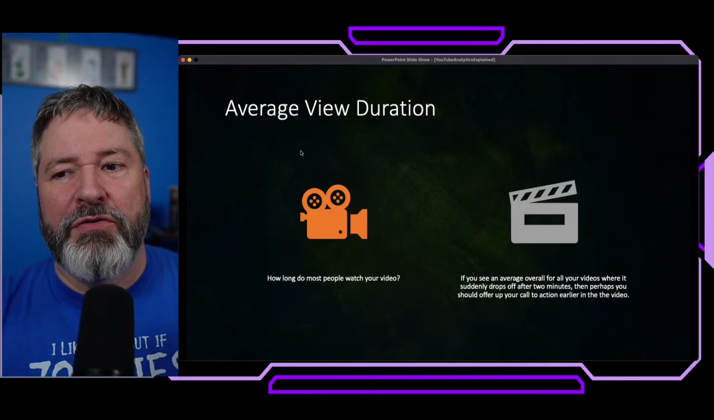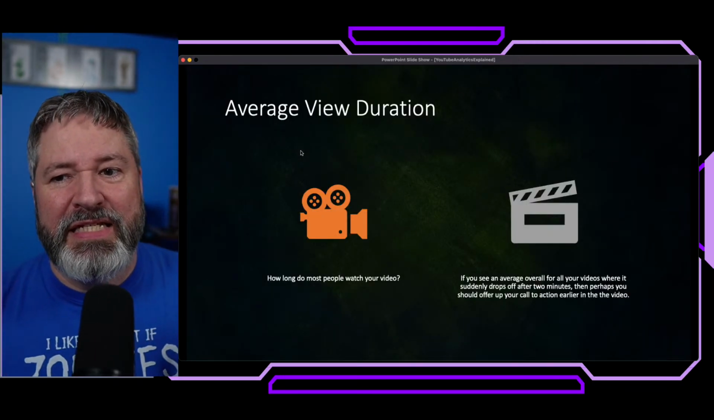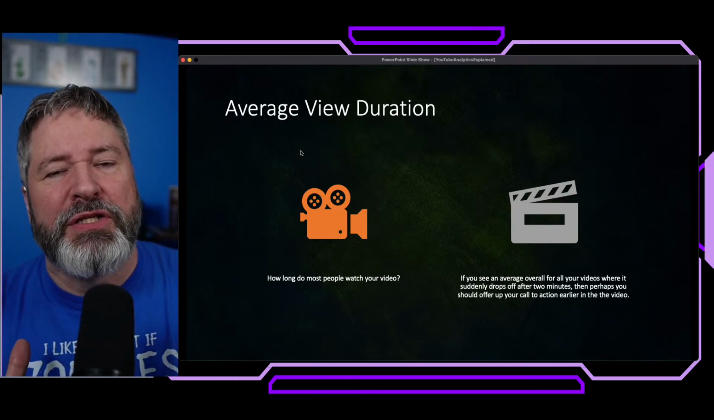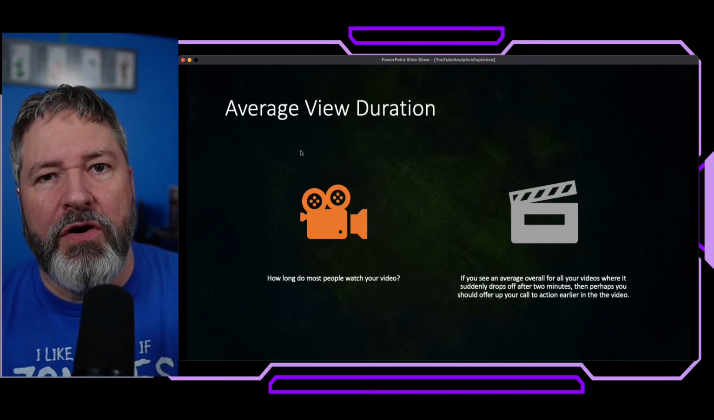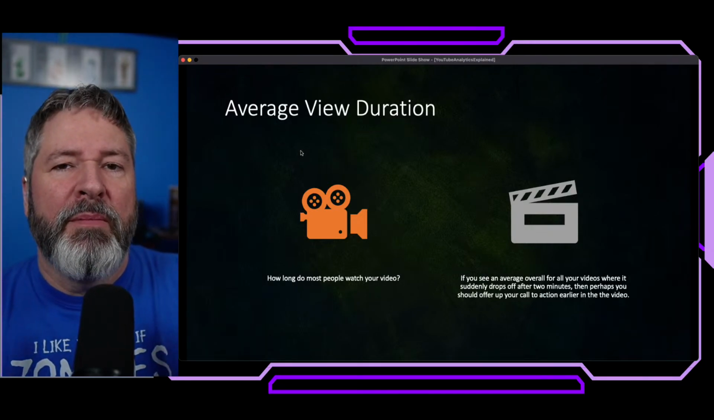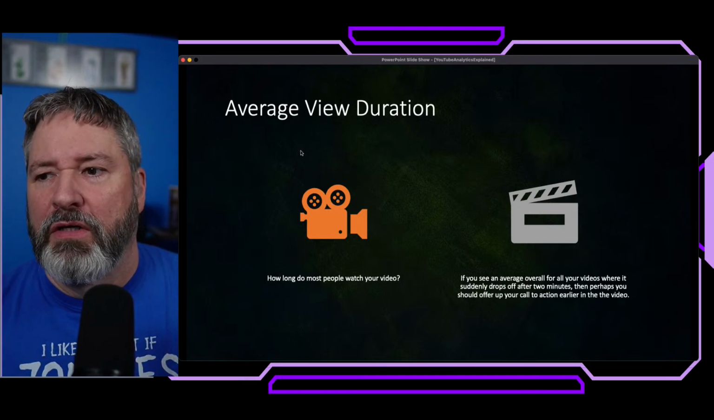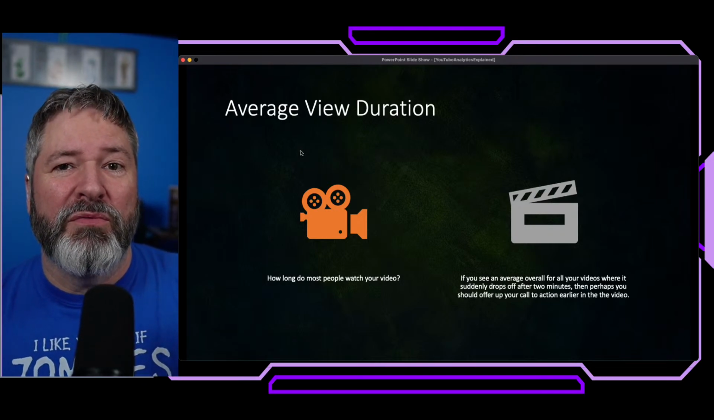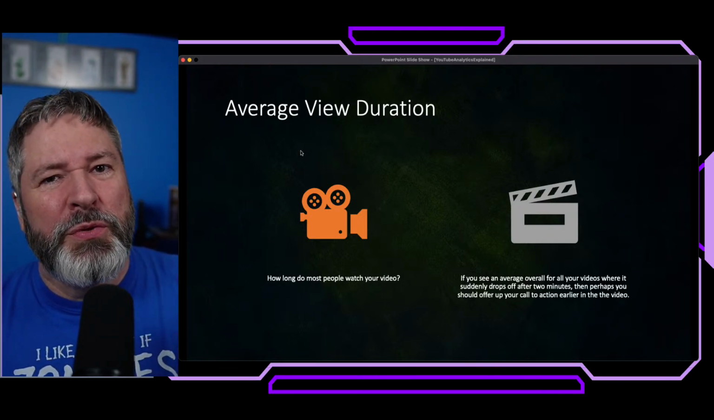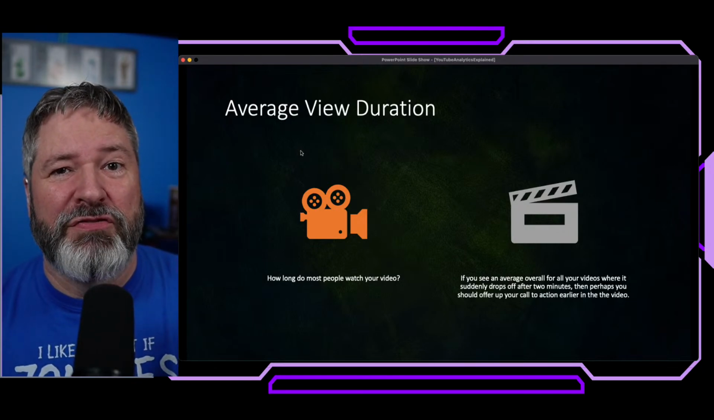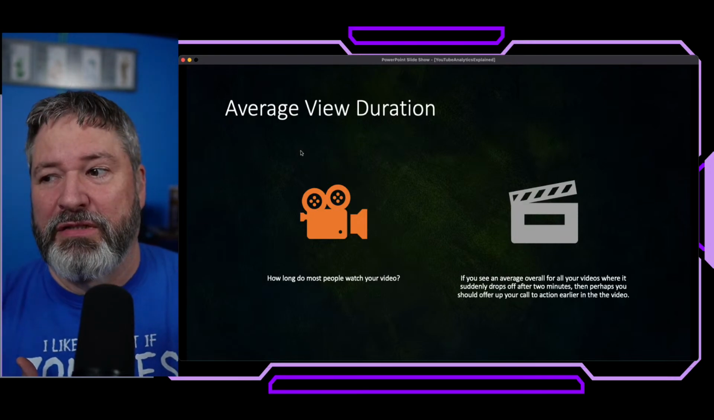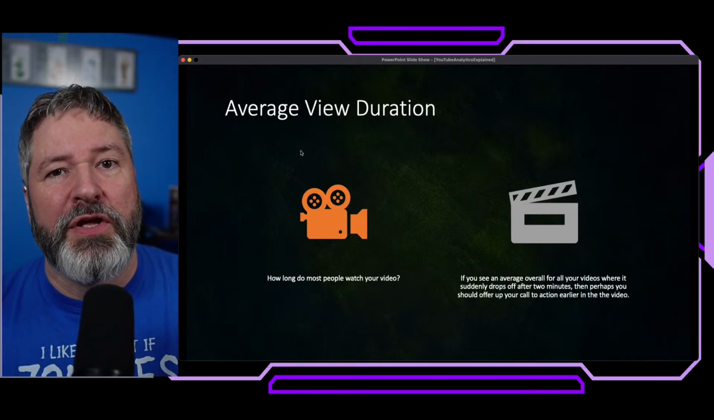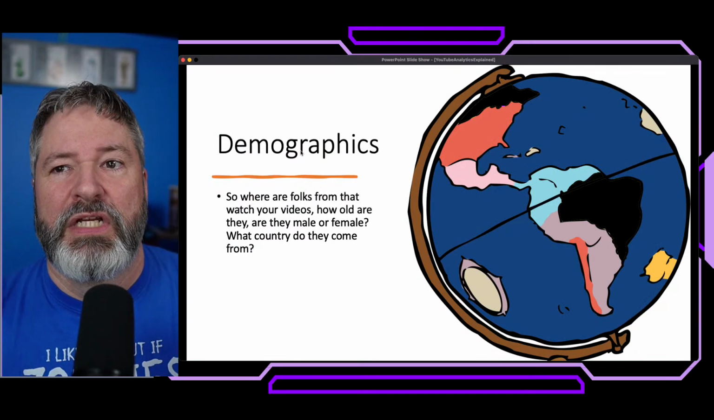Next up, average view duration. So this is kind of like, what's the average that people watch your video or your videos? If you look at the whole channel overall, it'll tell you, hey, people watch my videos for this long. And if you see an average overall where, let's say, for example, 2.5 minutes is the overall average for all your videos, then you may want to change something. You may want to make sure on your future videos that you do something different.